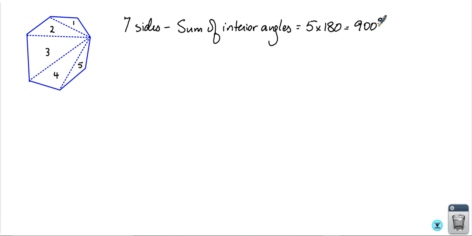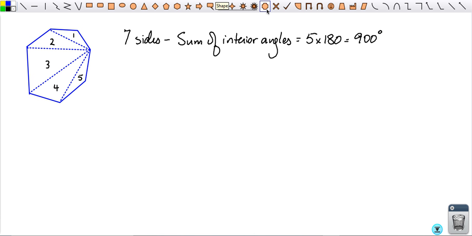I'm going to draw another one. It will be the last one, because by now you should have grasped the concept, what's happening. So let me draw an octagon now.